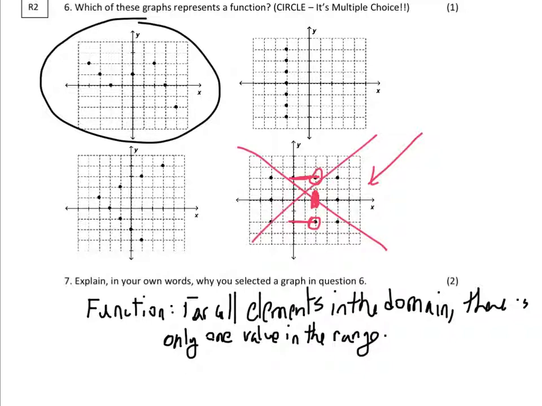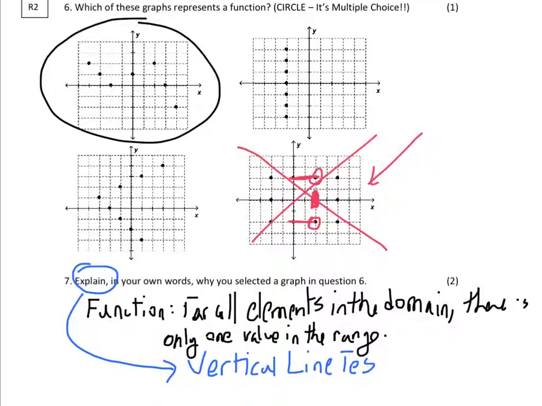But there's a nicer way to do this here, and this is the best part of the explain. What would I say to explain this? I would use the words vertical line test. And the way the vertical line test goes is that if I can draw a vertical line and I hit more than one point, well, that means I failed to fulfill the definition of a function.